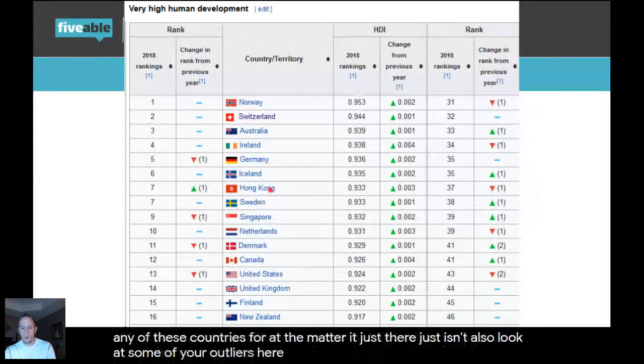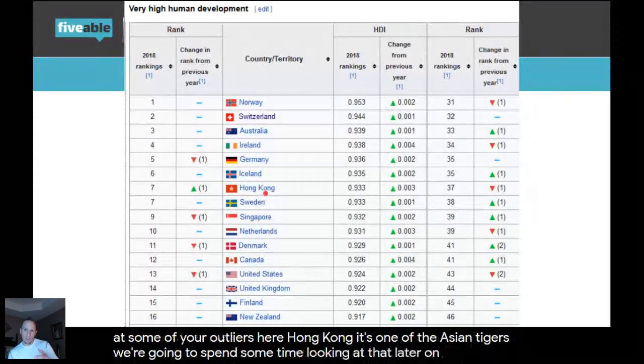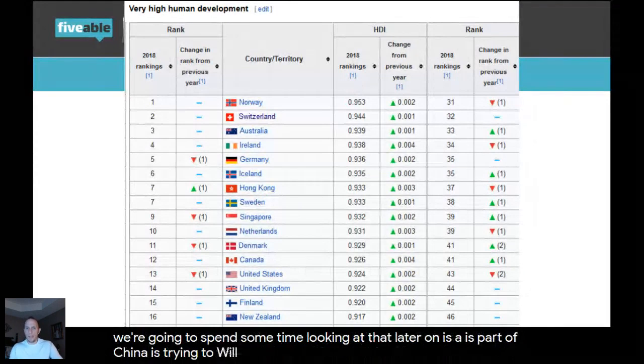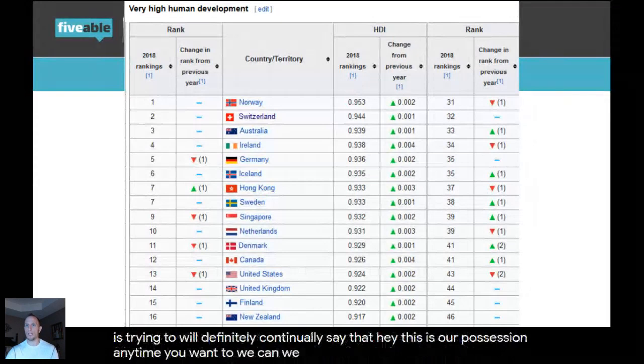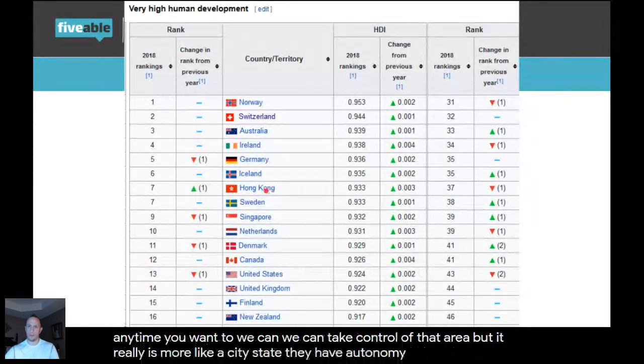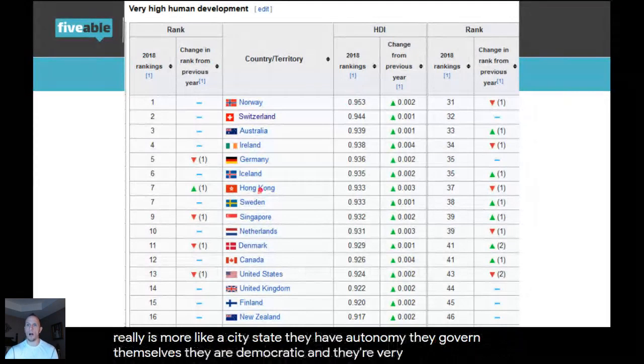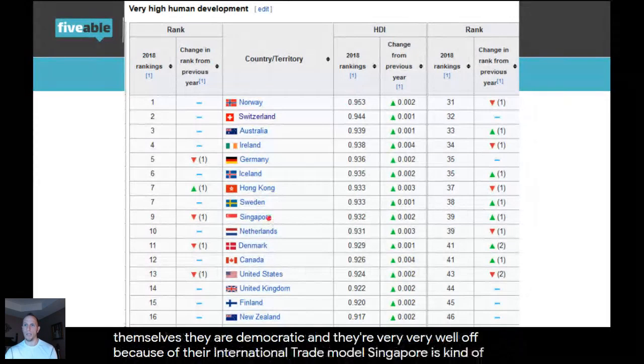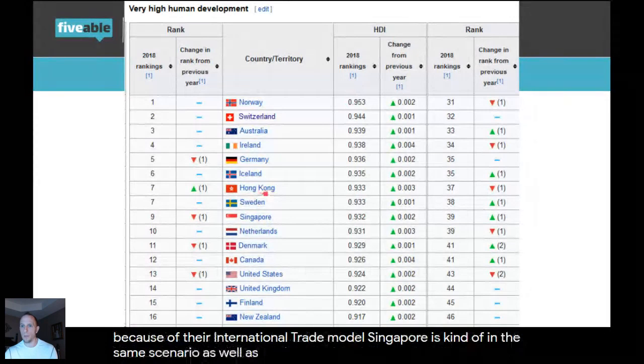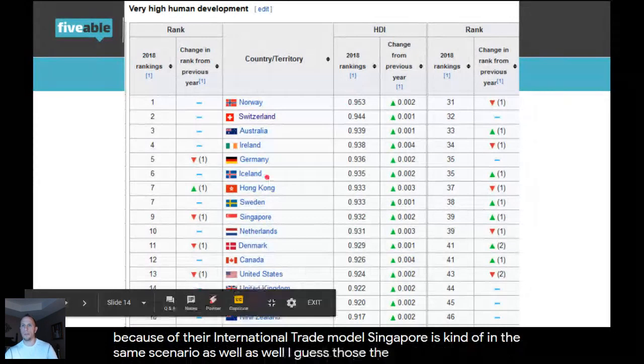And also look at some of your outliers here. Hong Kong, it's one of the Asian tigers. We're going to spend some time looking at that later on. It is part of China. China will definitely continually say that, hey, this is our possession, and anytime we want to, we can take control of that area. But it really is more like a city-state. They have autonomy. They govern themselves. They are democratic, and they're very, very well off because of their international trade model. Singapore is kind of in the same scenario, as well as, well, I guess those are the only two that are on this particular list.